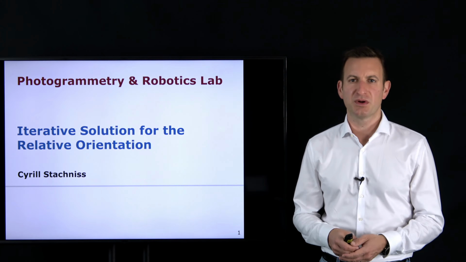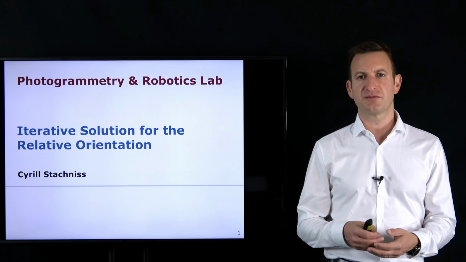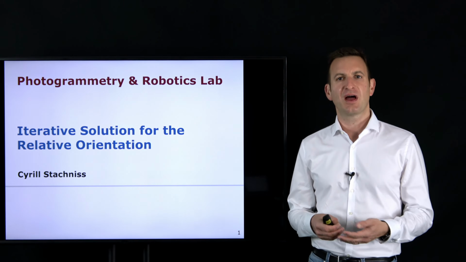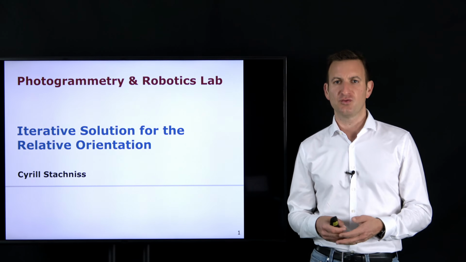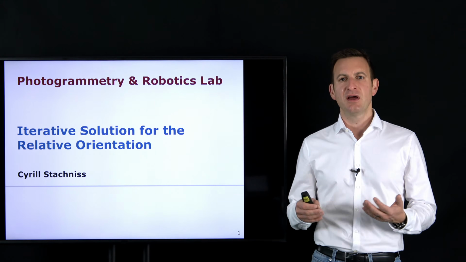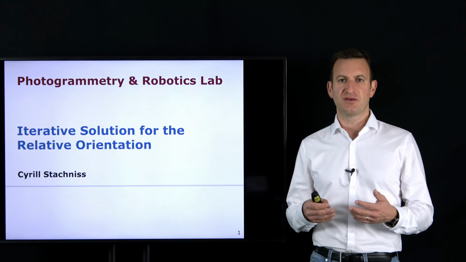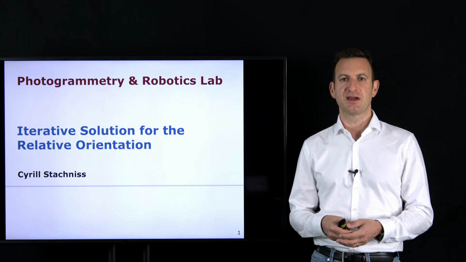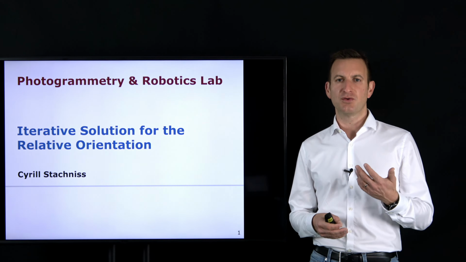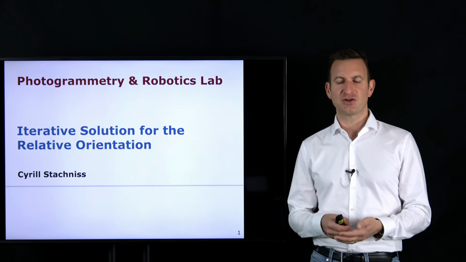In this lecture, we would like to look into the relative orientation again, but this time we don't want to look into a direct solution as we have done it in the previous lecture. We want to look into a least squares approach to this computation of the relative orientation. So the goal is we want to compute the parameters of the essential matrix.